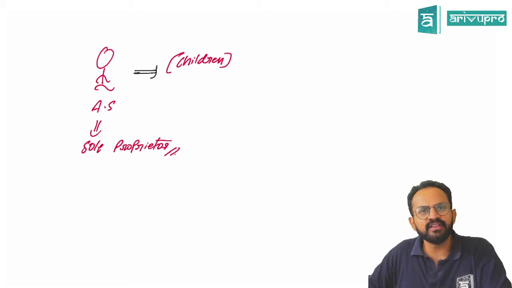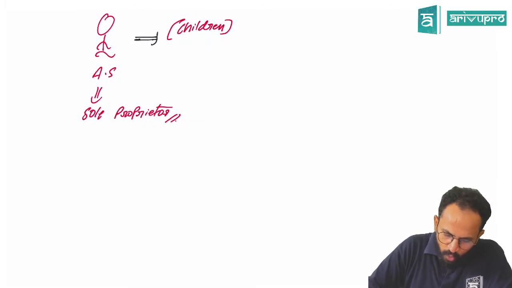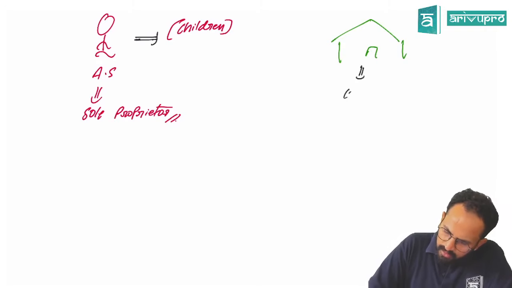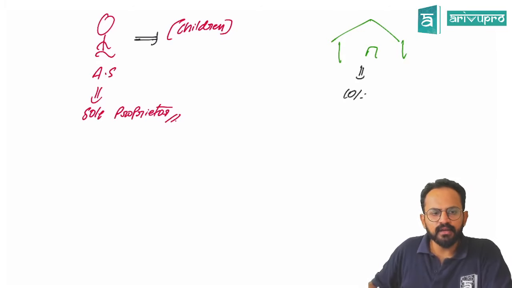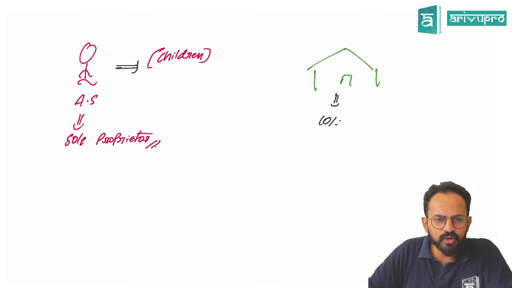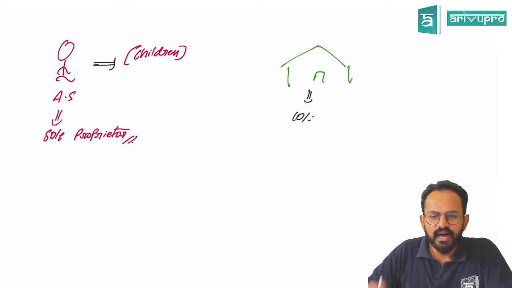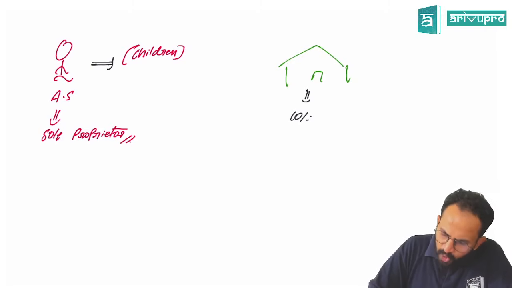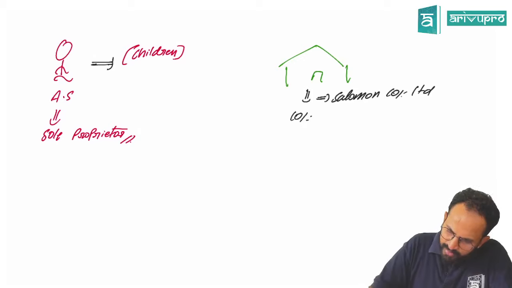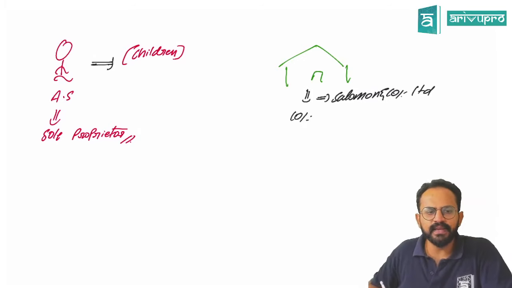So the professionals back then suggested, okay sir, do one thing. You open a company. Okay. After opening a company, what should I do? Sir, once you open a company, all of you become shareholders. Minor cannot become a shareholder. So, sir, you first open a company. He opened a company called Salomon and Company Limited.